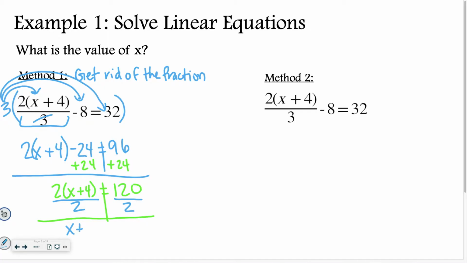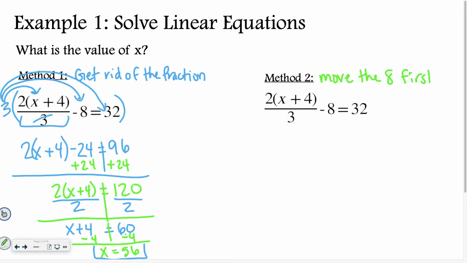So then I'm just left with x plus 4 equals 60. And the last step to get x by itself, now it's easy. I just subtract 4 from both sides. So I have x equals 56. Now that I have x equals 56, I'm going to go over to the other method and show you another way to solve it. If you don't like getting rid of the fraction first, you could move the 8 first.